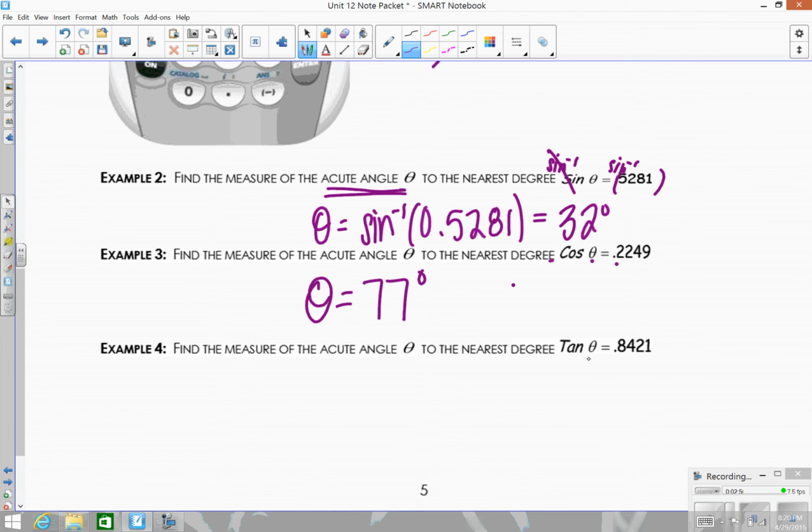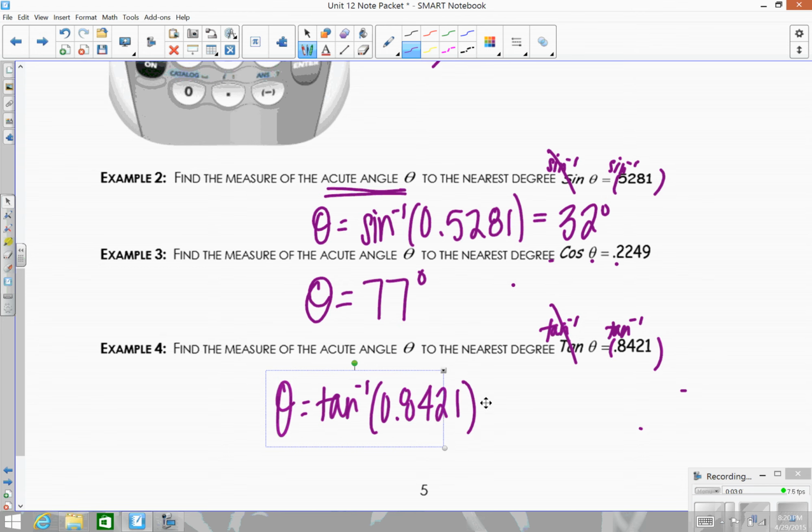If I wanted to find what theta is, again, I'm taking tan inverse because I'm undoing tan. So tan inverse of both sides. So basically theta equals tan inverse of 0.8421. And that gives me 40. So if I take tan of 40 degrees, I would get out 0.84.